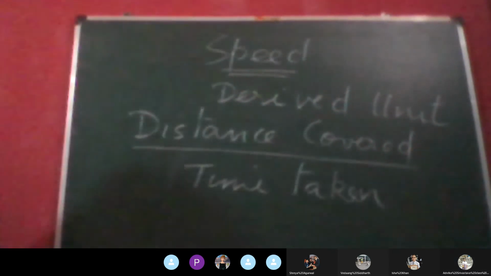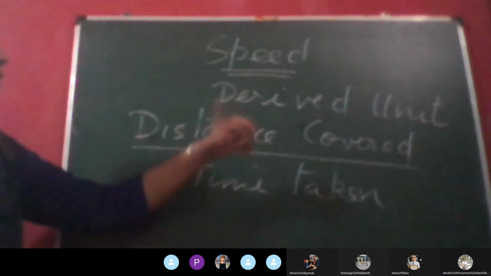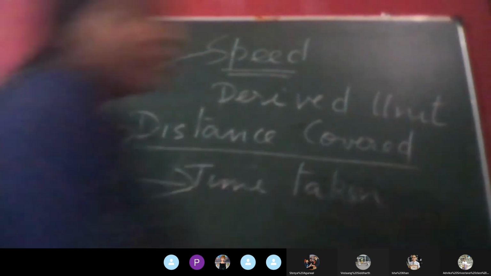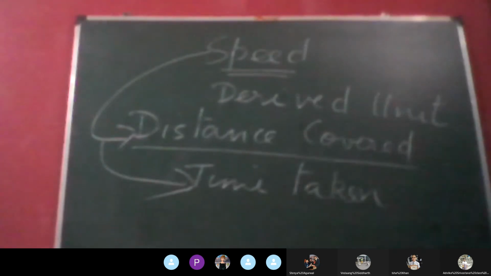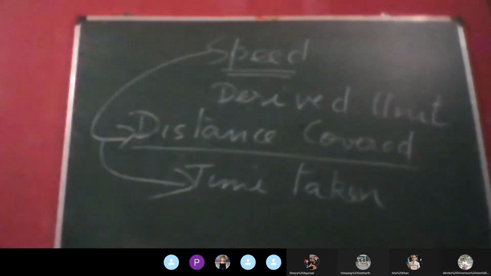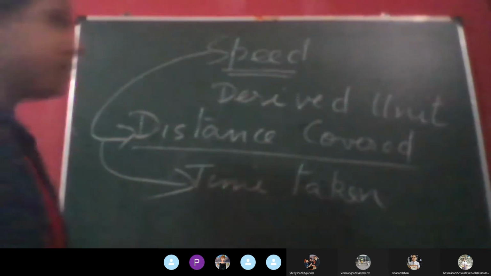Why did I say derived unit? Because the speed is totally depending on distance and time. Yes or no? Yes, ma'am. Understood? That means, based on this, let's see what its unit is.